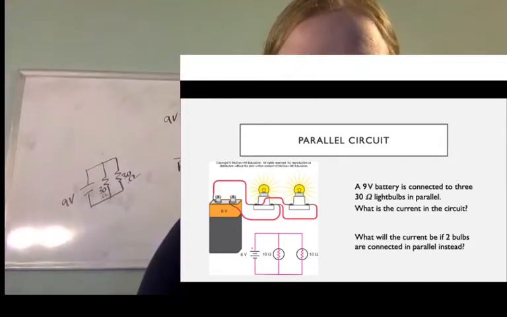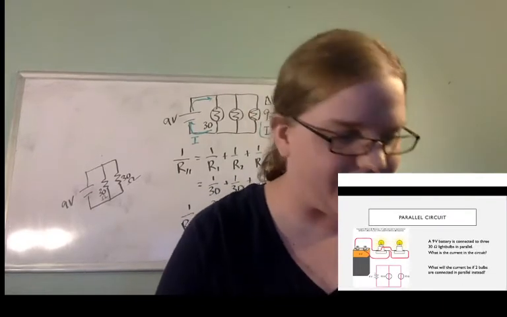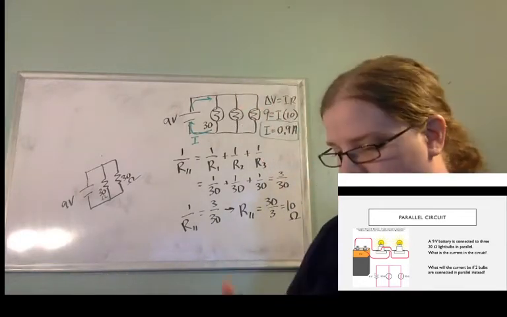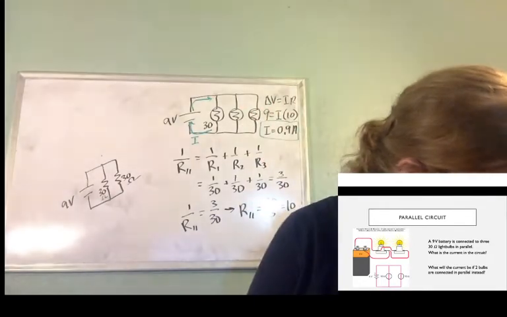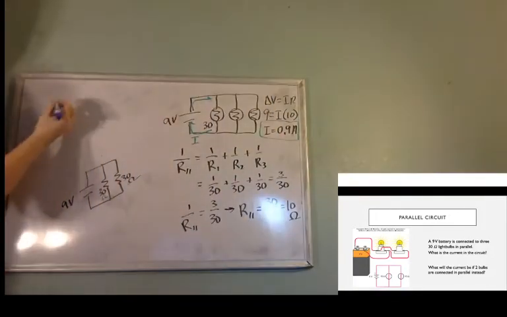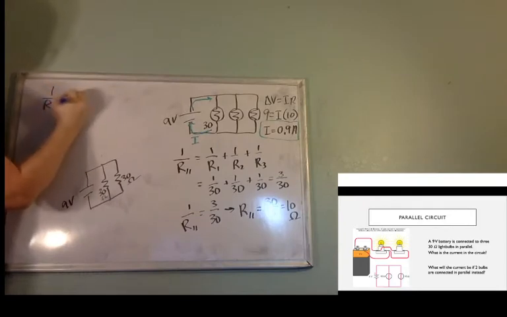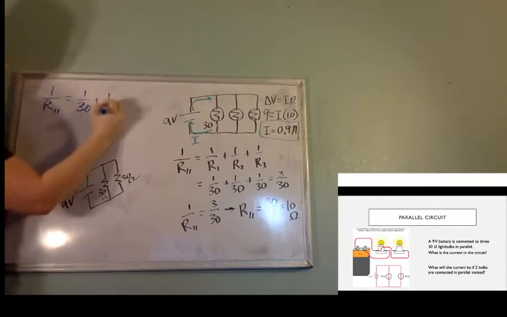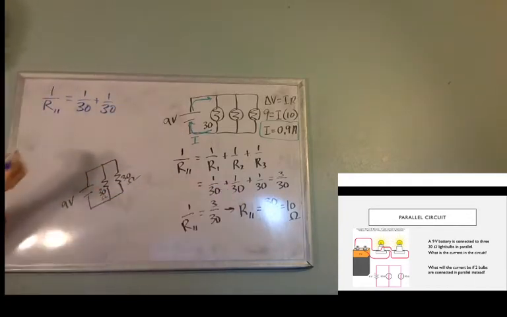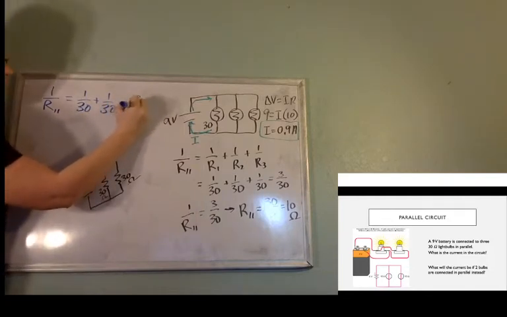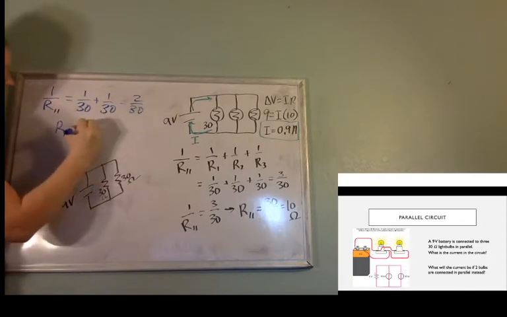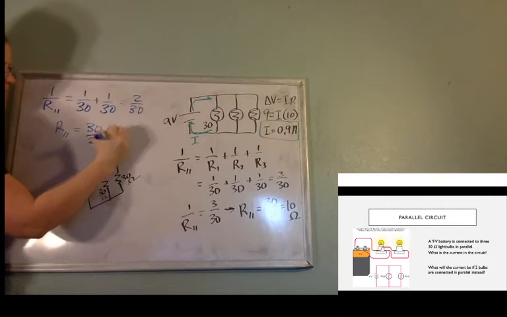Okay, Frankie got 0.6 amps. That is what I got. Let's go through it to make sure everybody can get there. I'll do this in blue. In this case, 1 over R parallel will just be 1 over 30 plus 1 over 30, because we only have 2. That is going to be 2 over 30. So R parallel will be the reciprocal of that, 30 divided by 2, which is just 15 ohms.